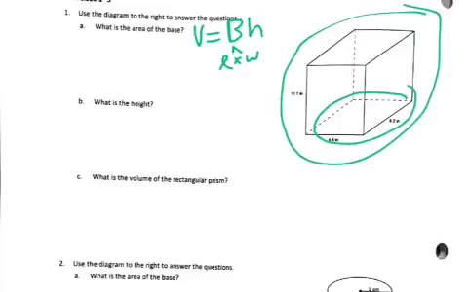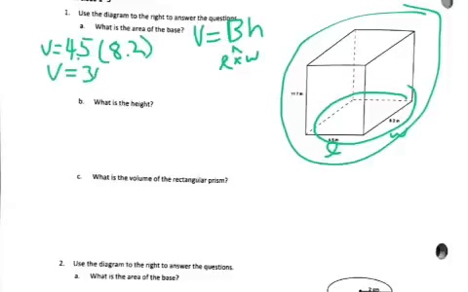Well, what two dimensions or what numerical values do we have for our dimensions? Well, length and width. So to find volume, we need to take 4.5 times 8.2. And when you do 4.5 times 8.2, you get 36.9. So that would be the area of the base. And then what is the height? Well, the height is 11.7. So what is the volume?